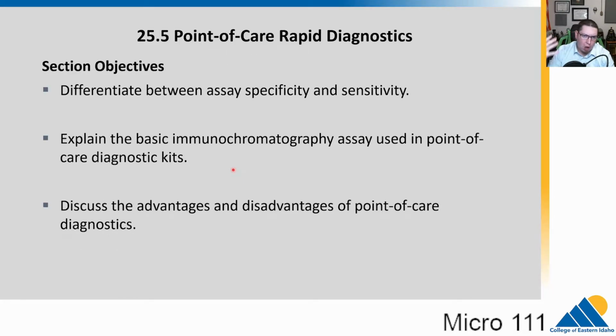Okay, so we're going to talk about what we call point of care rapid diagnostics. We'll talk about some important terms to test these things, specificity and sensitivity. We'll do a basic overview of what we call immunochromatography assays, which are essentially those rapid test sticks, kind of like a home pregnancy test or a rapid COVID test if you've used one of those. And then we'll talk about the advantages and disadvantages of these techniques.